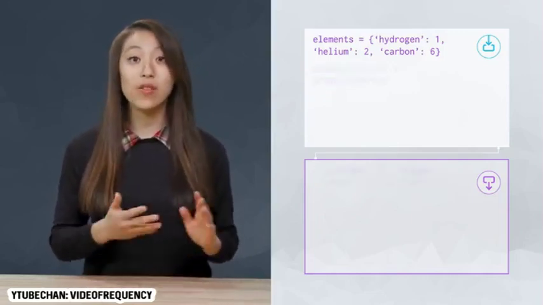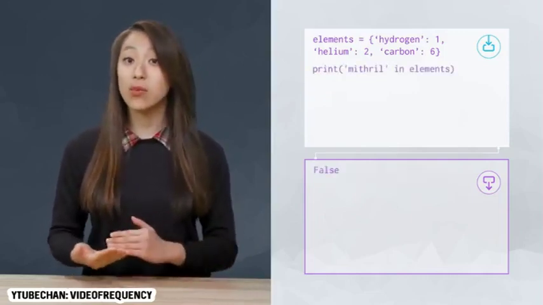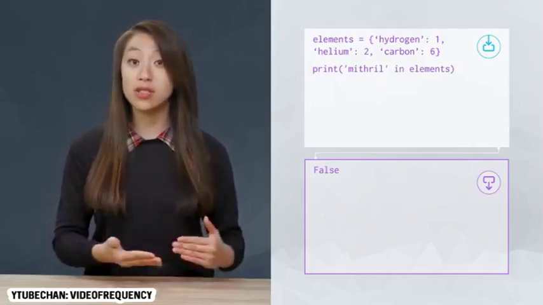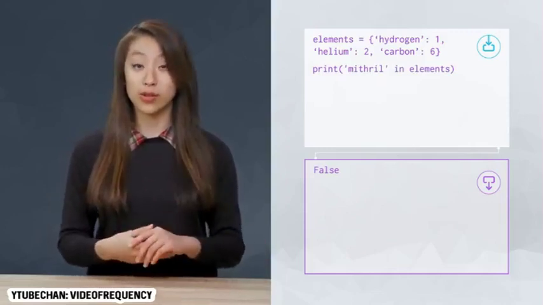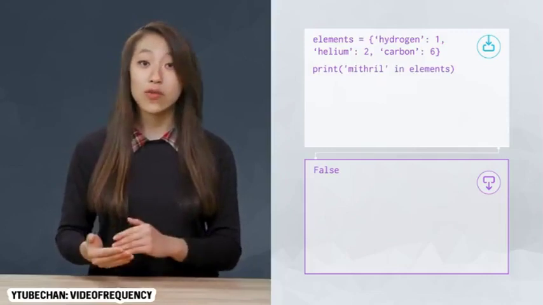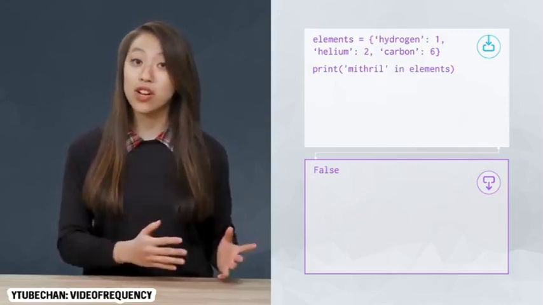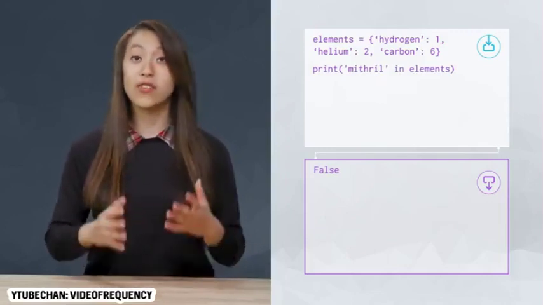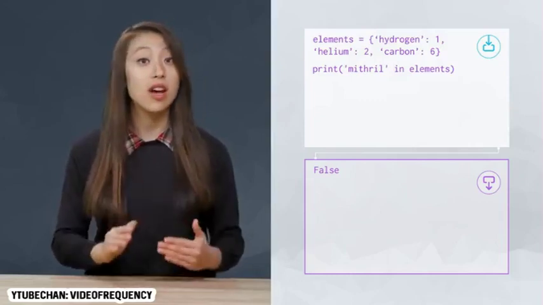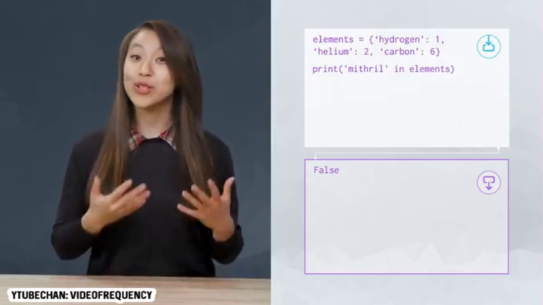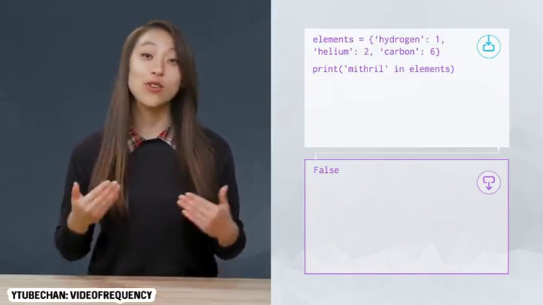We can check whether a value is in a dictionary the same way we check whether a value is in a list or set, with the in keyword. We can use in to verify whether a key is in the dictionary before looking it up, if there's a possibility that the key is not there. Mithril was not part of our elements dictionary, so False is printed.